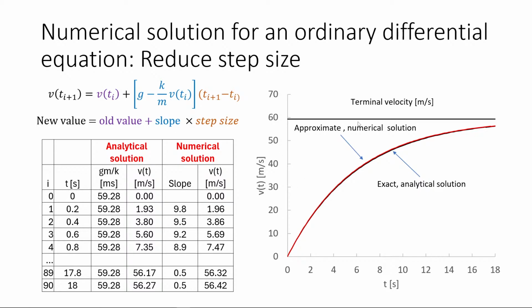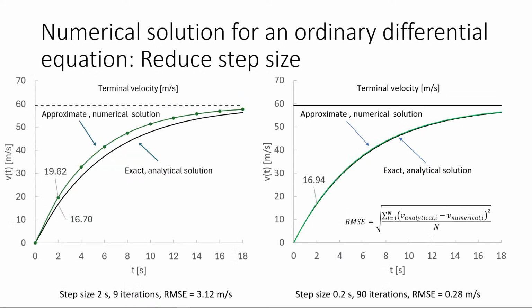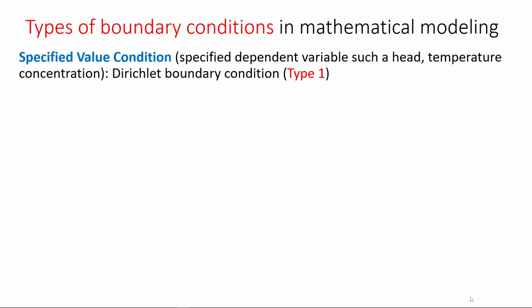So here, for example, I took a very small step size. Instead of going 2 seconds, I go 0.2 seconds. And you see, the approximate numerical solution is equal to the exact solution because I take a smaller time step. So one way to improve a numerical solution is to reduce the step size. Here, I can also calculate the root mean square error between these two, which would be very small. At the larger step size, the root mean square error was 3.12 meters per second, the difference between these points and the true solution, versus this very small error.